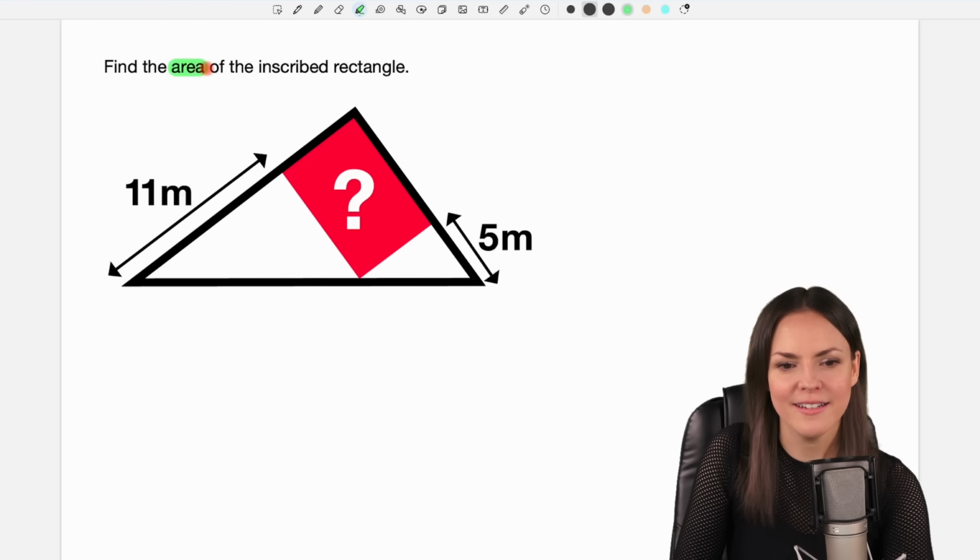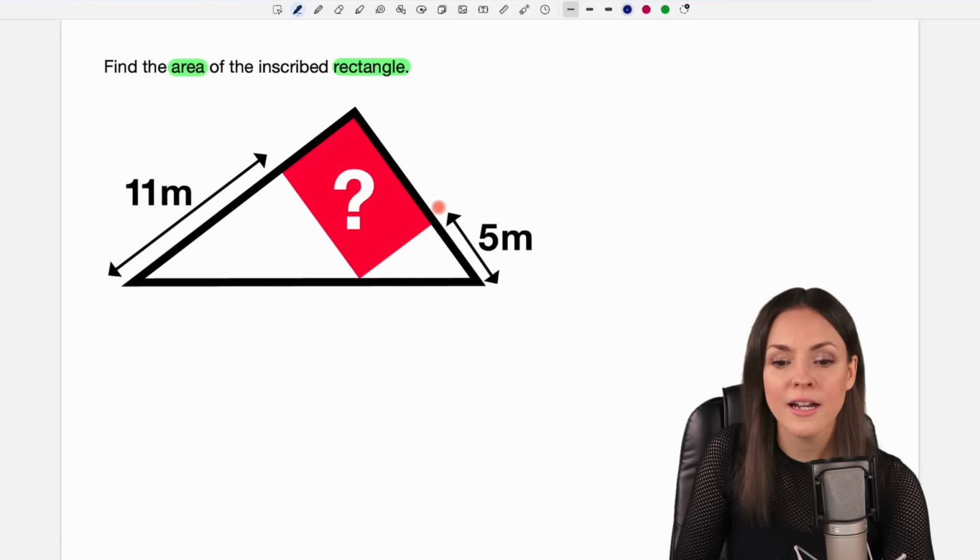Find the area of the inscribed rectangle. Okay, we have this rectangle here inside of this triangle. The edge of the rectangle is on this side here, and both sides of the rectangle are on the sides of the triangle. We get the length of this part here and this part here, and we need to find the area of this rectangle.